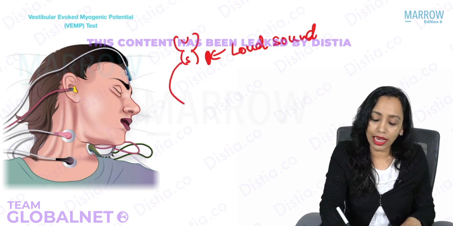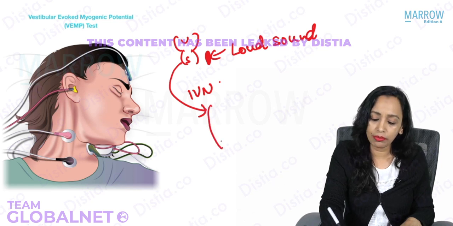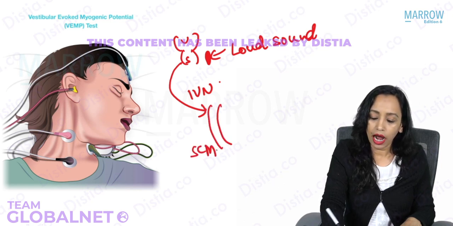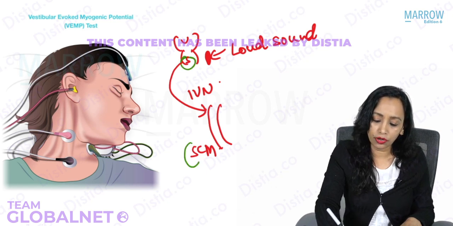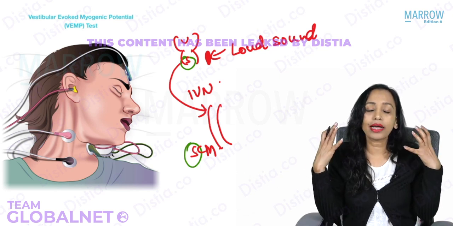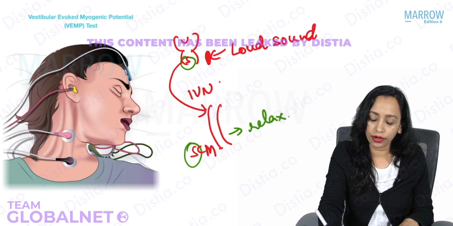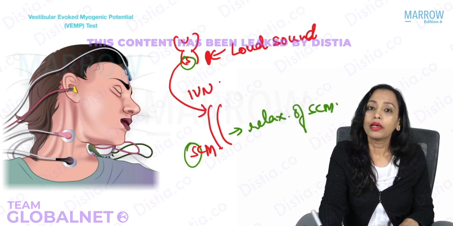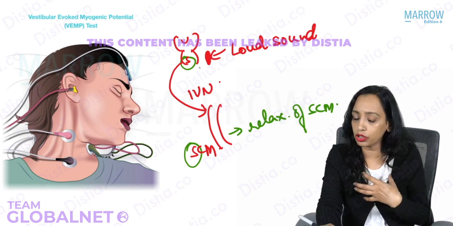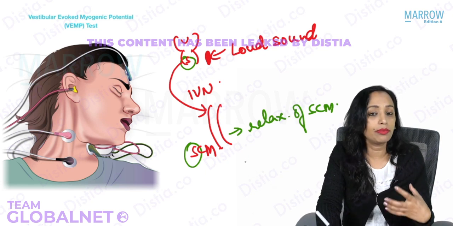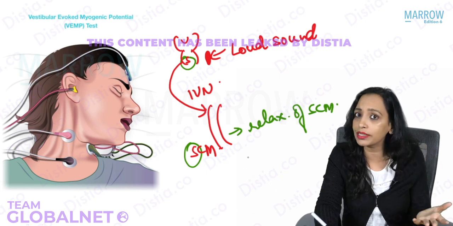So for this, from the saccule through the inferior vestibular nerve, the impulses go to the same side sternocleidomastoid. I told you, how can you remember that? From saccule to sternocleidomastoid. And that leads to a relaxation of the sternocleidomastoid. So now when you give a loud sound and you check for VEMP, in us also the VEMP, the vestibular evoked myogenic potential, will be present.